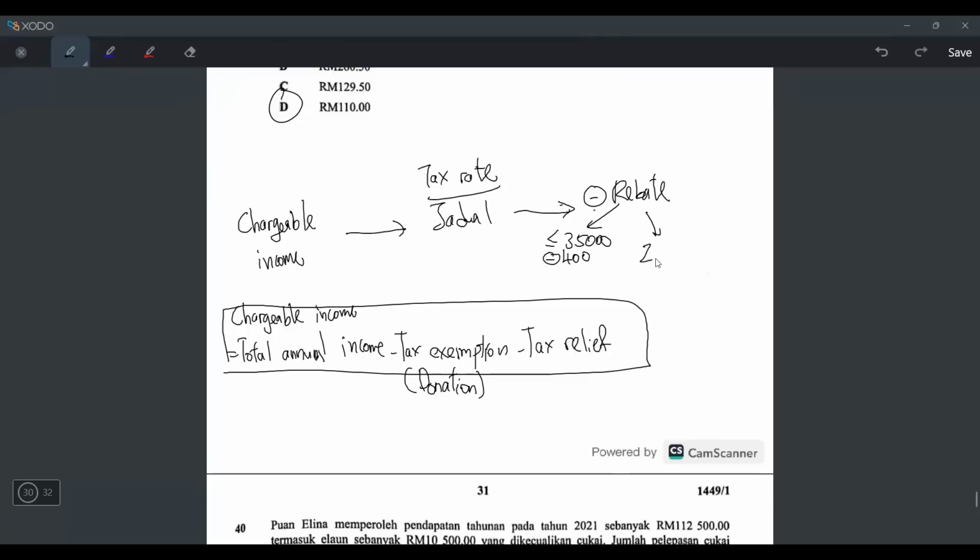And another type of rebate is called zakat. But if you never see the word zakat in the soalan, means tak ada lah. And then finally, after you minus rebate, then only you will get the payable income tax ataupun cukai yang perlu dibayar. This is the formula to calculate cukai. So these 4 steps.